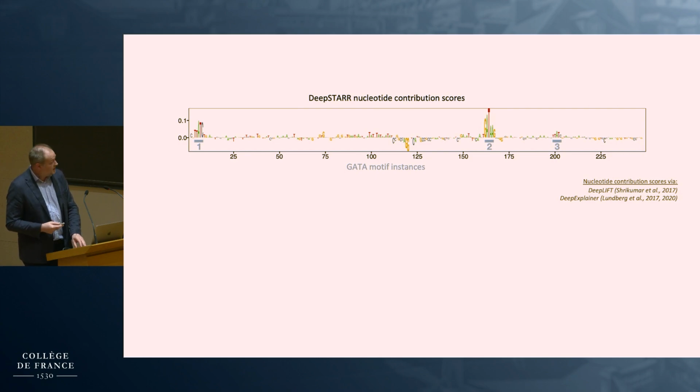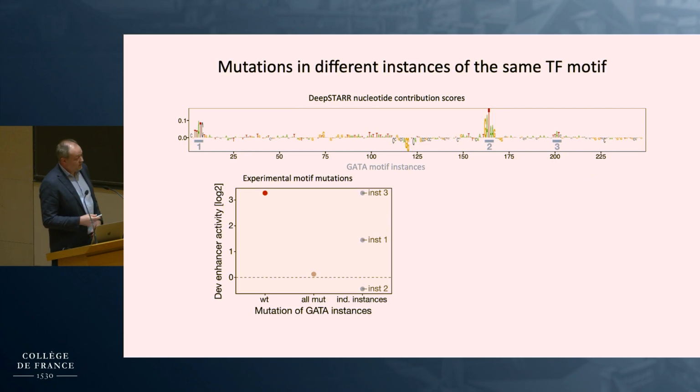This was so surprising that Bernardo and Fanny went back to the lab and tested this experimentally, and indeed, compared to the wild-type enhancer activity shown here in red, mutating instance 3 had almost no drop in activity. Mutating instance 1 approximately halved the activity, while mutating instance 2 led to a complete collapse of enhancer activity, essentially validating the predictions of the model.